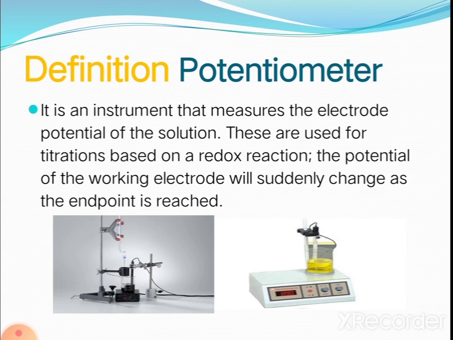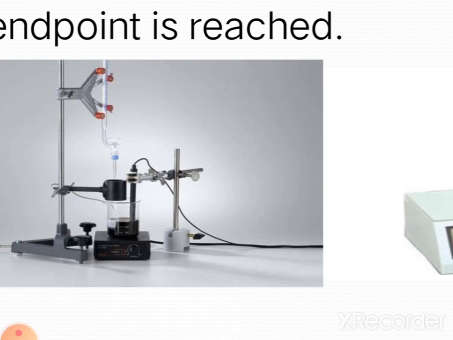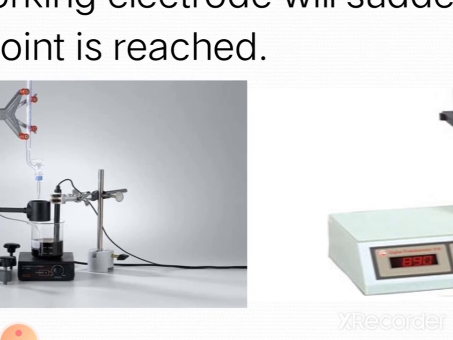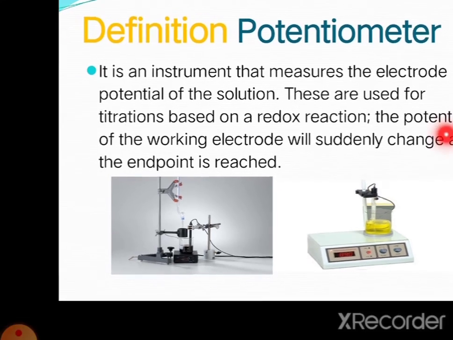A potentiometer is the instrument that measures the electrode potential of the solution. Here I have shown the potentiometer. This is the instrument you are using, which has two electrodes, and you need the test solution or an analytical solution, and you need the titrant which is added from the burette for the measurement of the EMF of the solution.